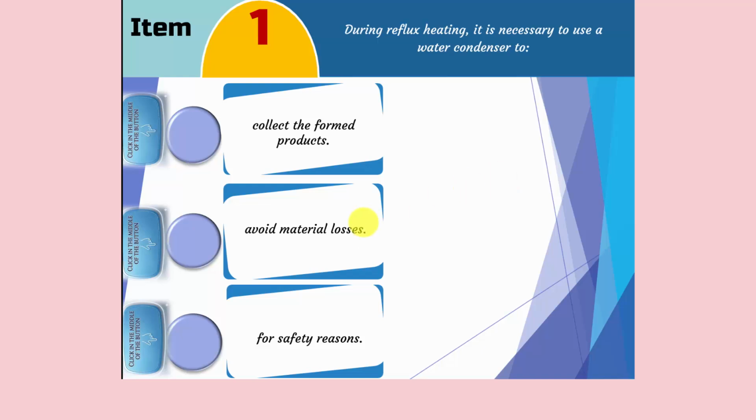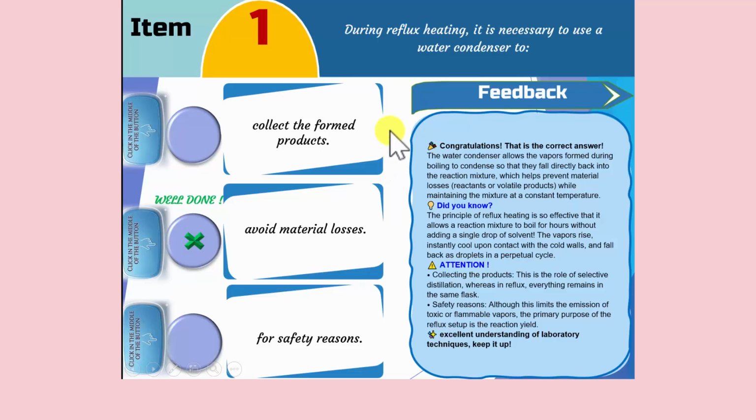The correct answer is to avoid material losses. During reflux heating, vapors form as the mixture boils, and the water condenser cools those vapors so they return directly to the reaction flask. This lets the mixture boil for an extended time while keeping volatile reactants or products from escaping. Reflux is not used to collect products, that is the purpose of selective distillation.